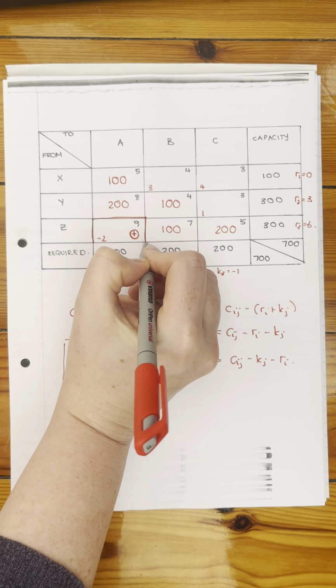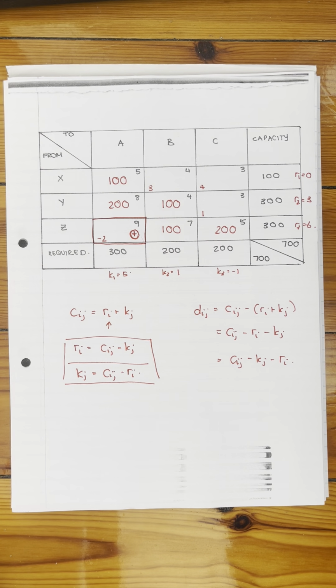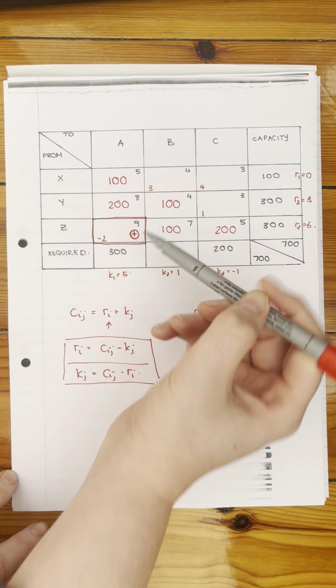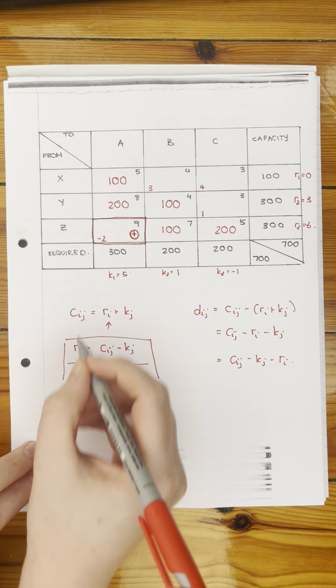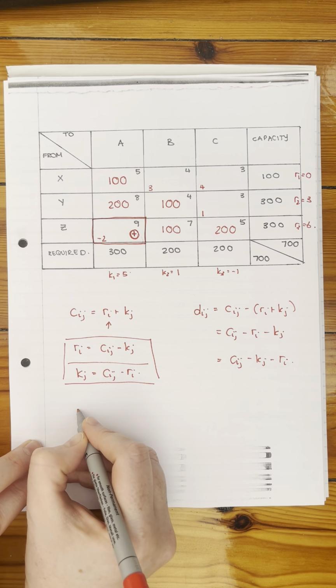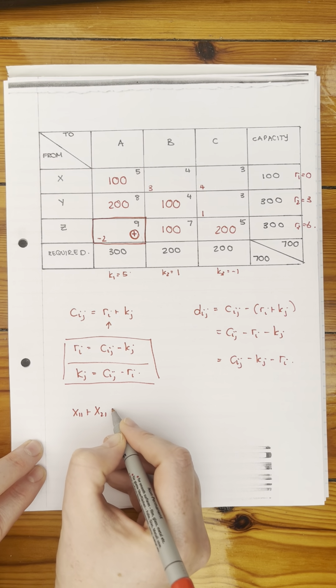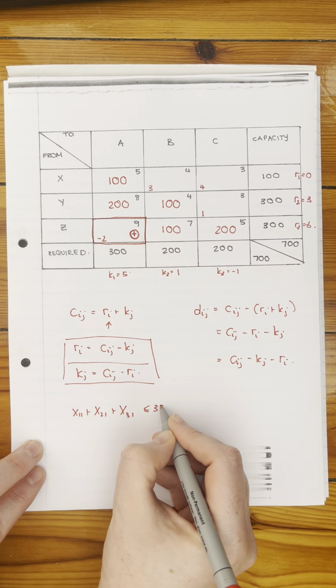And now we need to remember what is actually happening here. So we want to increase that one, but now we need to consider the impact it's going to have on that constraint and that constraint. So let's just write those constraints down to make it a little bit easier for us. So the column constraint there is x11 plus x21 plus x31 is less than or equal to 300.